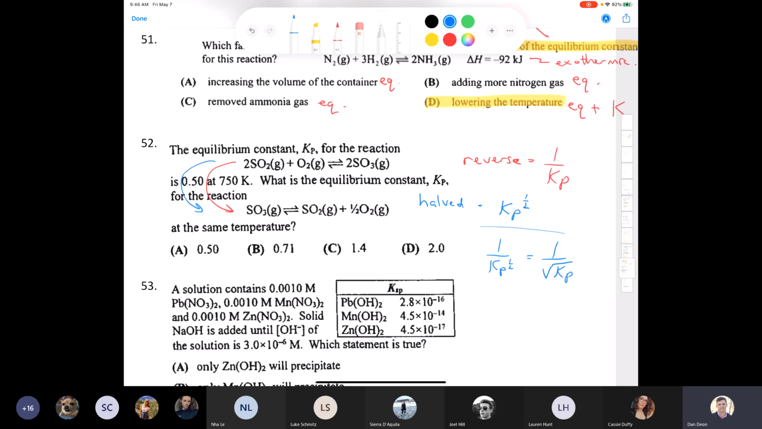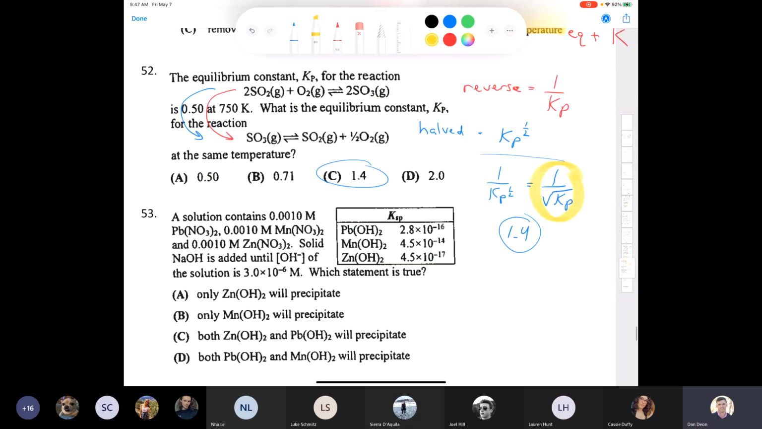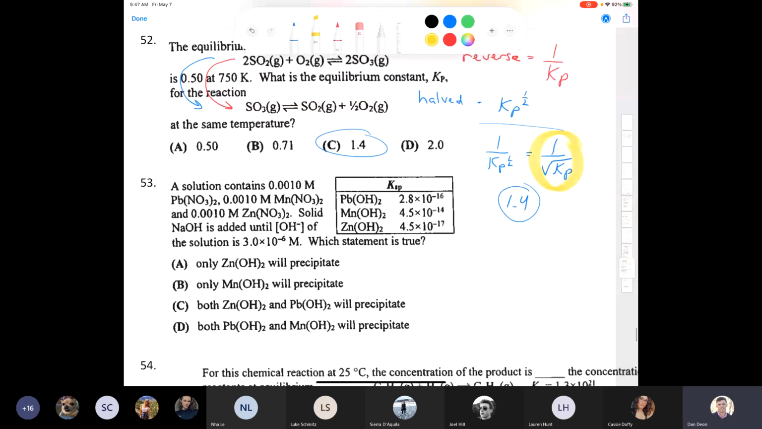So if the Kp is 0.5, let me grab my calculator. I take the square root of 0.5, and then I take the reciprocal, and I get 1.4. So is that an answer? Yep. So the answer is 1.4. So you have to know how to manipulate a K based off of what is done to a reaction. And so I went over that in class. I think I had 1 slide, I know, where I summarized all the rules, maybe even 2 slides. I don't remember. But anyhow, it's 1.4.